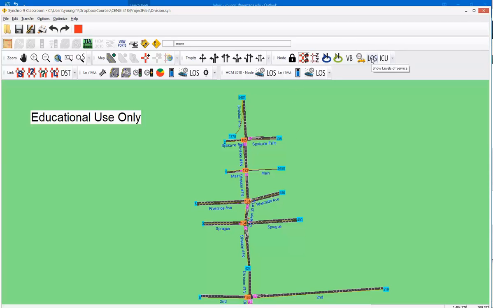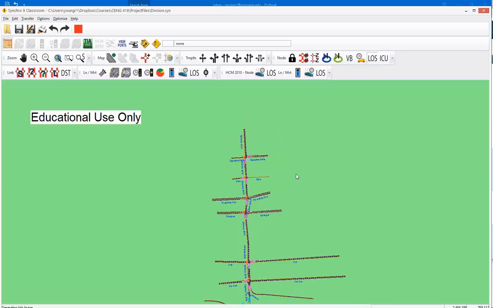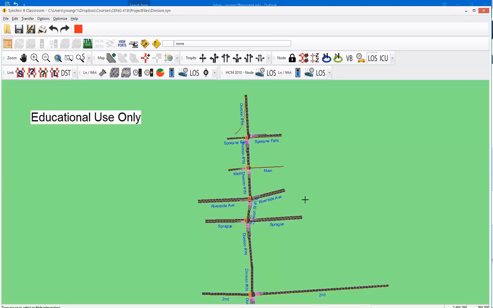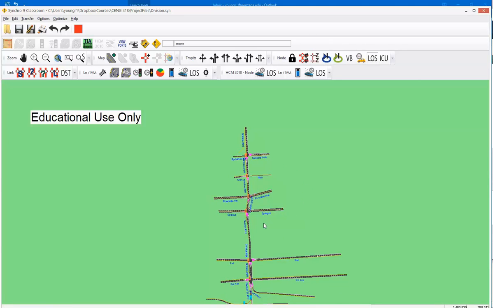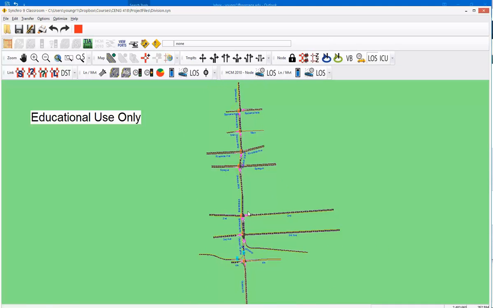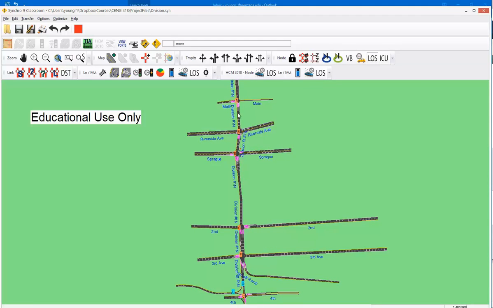Probably more interesting would be to go ahead and just show the intersection level of service. So this is, like I said, the current file, so it has all the existing volumes and signal timing for Division. And by turning on the level of service, I can quickly see that the overall level of service is B's for those.